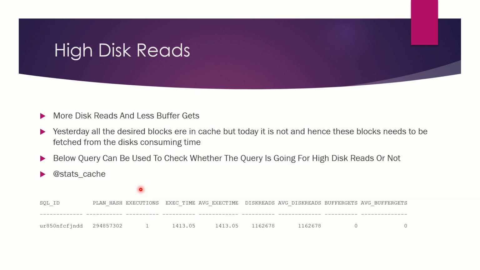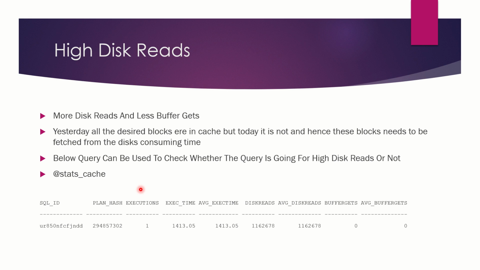The next aspect that we can check at the SQL query level is high disk reads. Now your execution plan is the same, your bind variable is the same, your index is not fragmented. But when you ran the query yesterday, all the desired blocks may have been in the cache. When you ran it today, those blocks were not in the cache and you had to go to the disk and fetch them. And everyone knows that fetching blocks from the disk is much more time consuming as compared to fetching the same blocks from the cache.